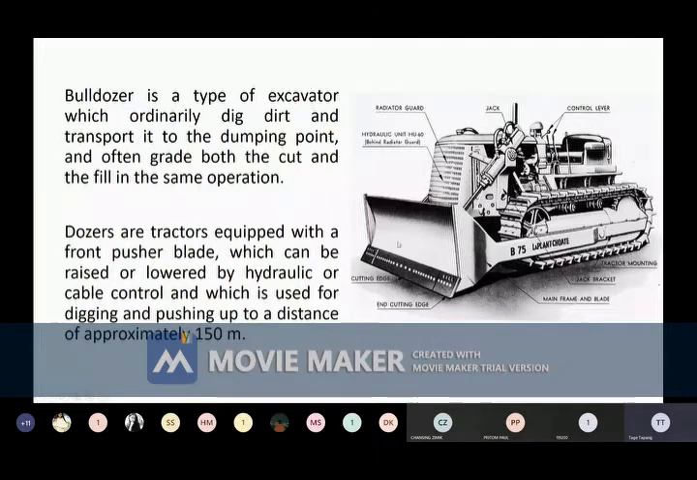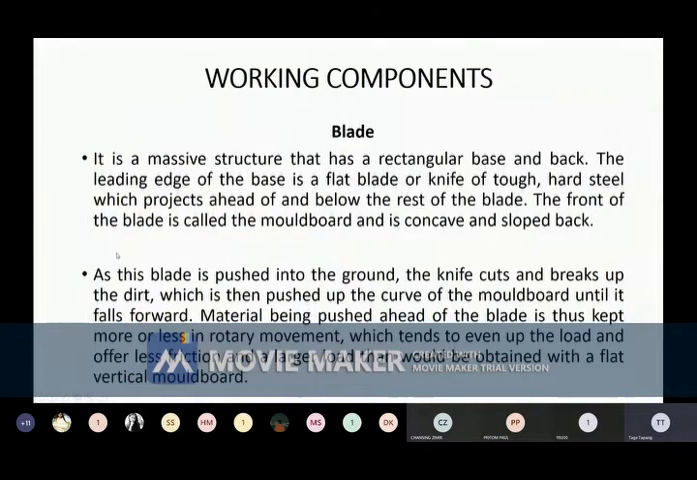In this particular picture, if the tractor moves from right to left, the movement of the soil when it pushes will be in this direction, that is, anti-clockwise. It will collect the soil, cut the soil, move it upward and roll it anti-clockwise, and the soil will fall ahead again. So in this way, pushing will take place. As the blade is pushed into the ground, the knife cuts and breaks up the dirt, which is then pushed up the curve of the moldboard until it falls forward. Material being pushed ahead of the blade is thus kept more or less in rotary movement.